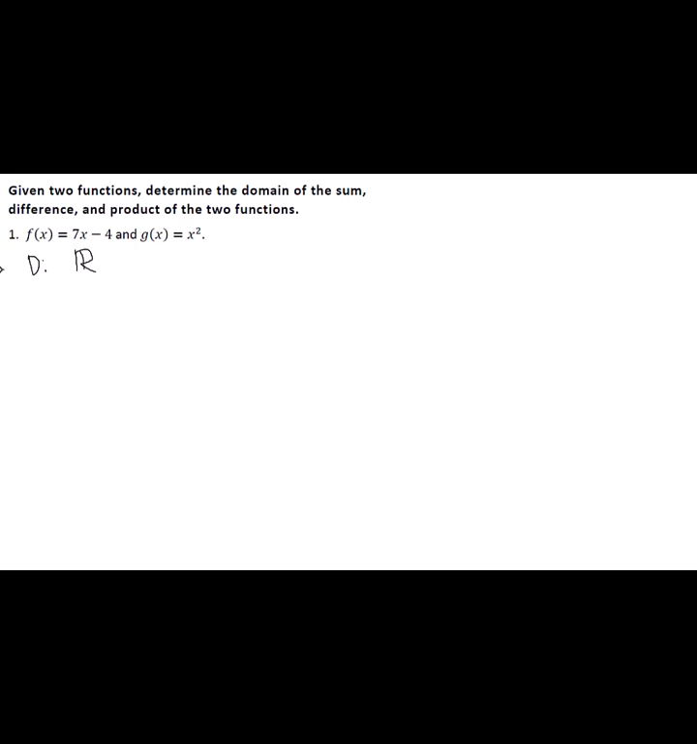This g of x is also all real numbers because it's quadratic, and quadratic equations are always all real numbers because you can take any number and square it, any real number and square it. All right, so let's look at the sum.